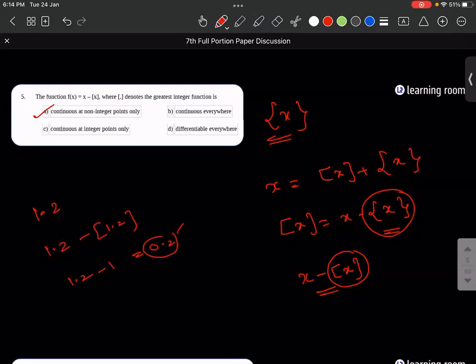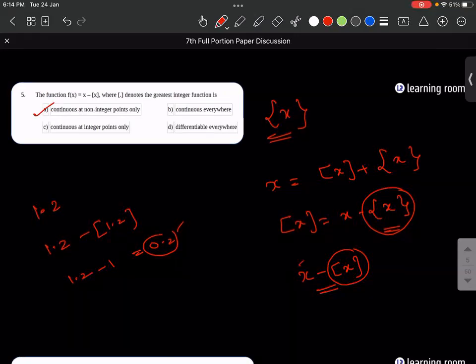Yes sir, that is the definition actually. So you need not know that it is a fractional part also. The logic is very simple. Any number minus the greatest integer of it will be continuous everywhere except the integral points, because greatest integer of x is not continuous at integral points. That is the reason. Yes sir, got it.